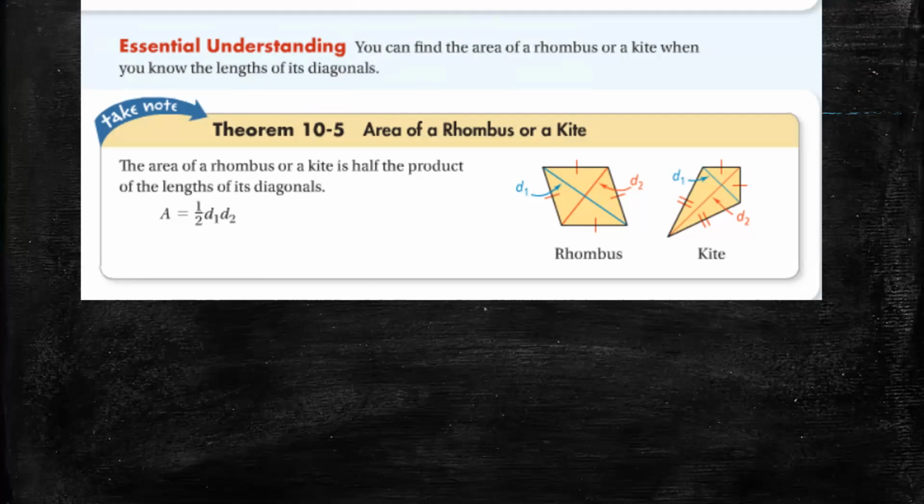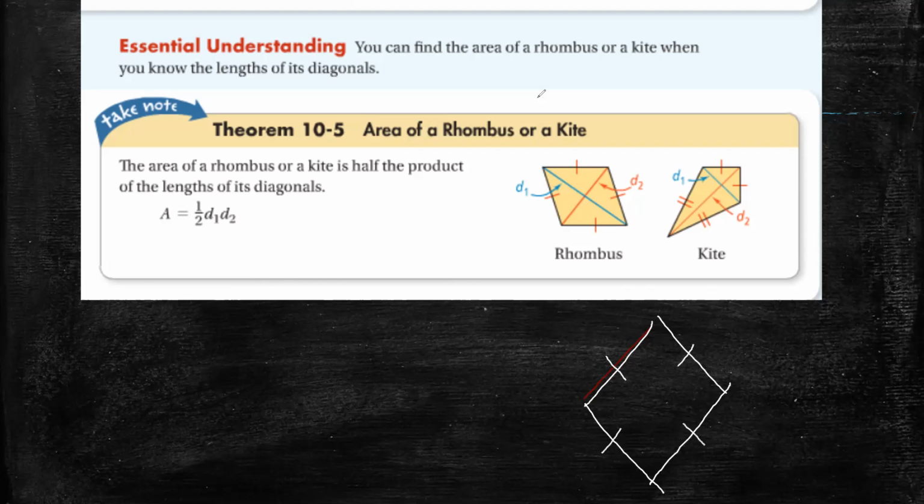What does it mean? That means if I have this shape, this is now the rhombus. For the rhombus here, all the sides are congruent and they are the same. They have the same length. If it is 5 here, here it will be 5, here it will be 5, and here it will be 5.